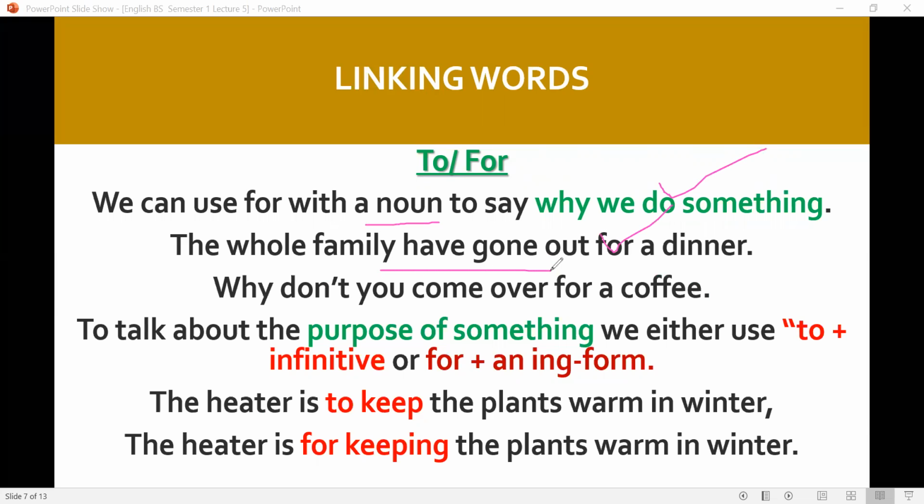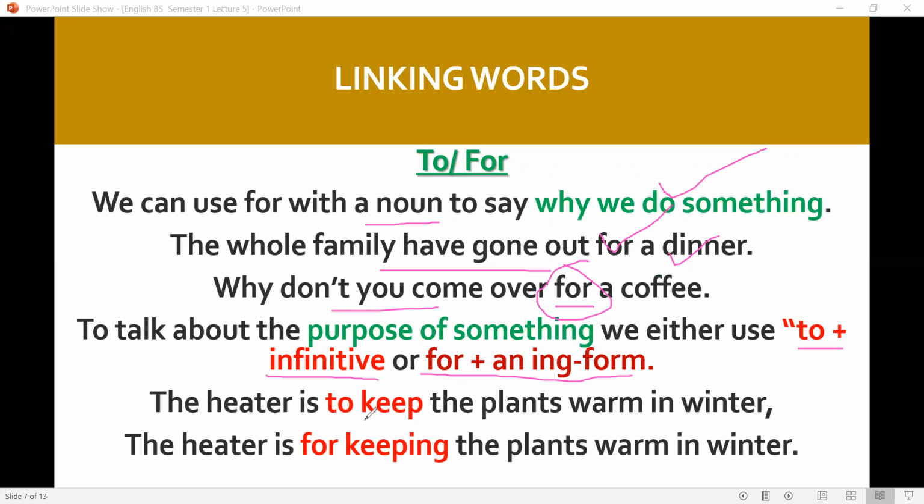Why have they gone out? To have a dinner. Why don't you come over for a coffee? For a coffee. For what? For having a cup of coffee. To talk about the purpose of something, we will either use to plus infinitive, meaning the first form of the verb, or for plus an ing verb. Mark the difference: if you are using to, you will use the first form of the verb. If you are going to use for, you will use the ing form of the verb.